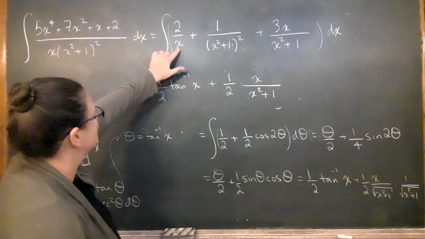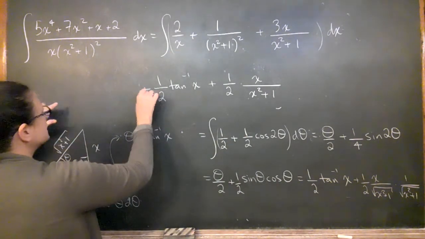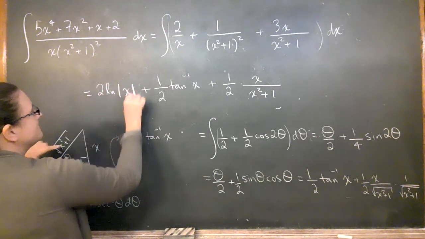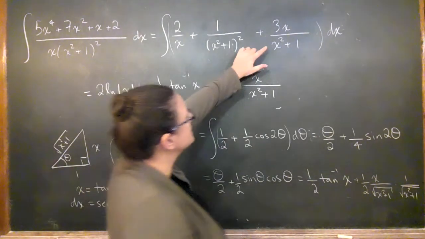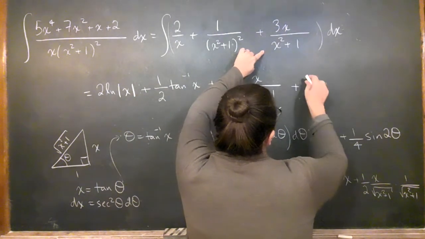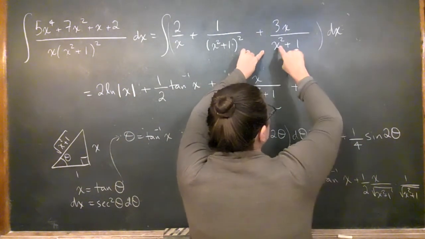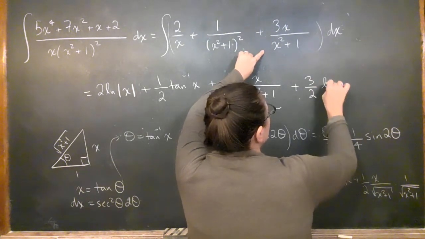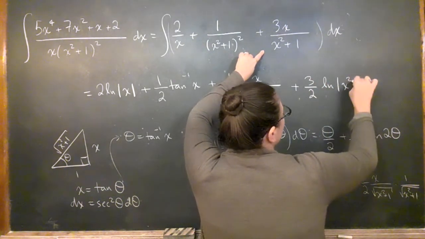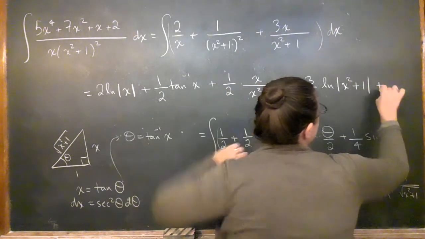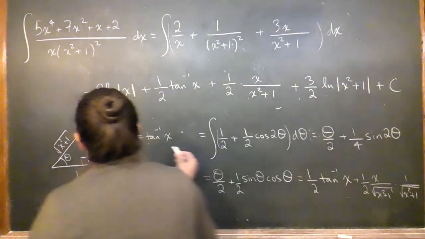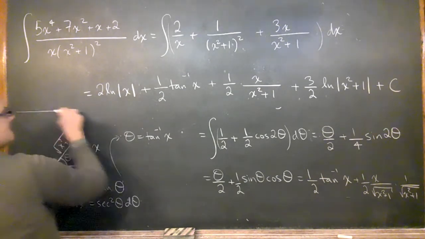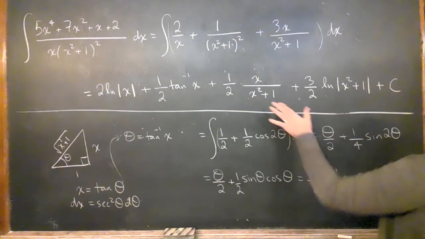And then for this piece, right, this is 2 natural log of x. And for this piece, again, it is natural log, right? But we have the x squared, so you get the 1/2. So I have 3/2 natural log of x squared plus 1. So finally, after all of that, that's my answer.